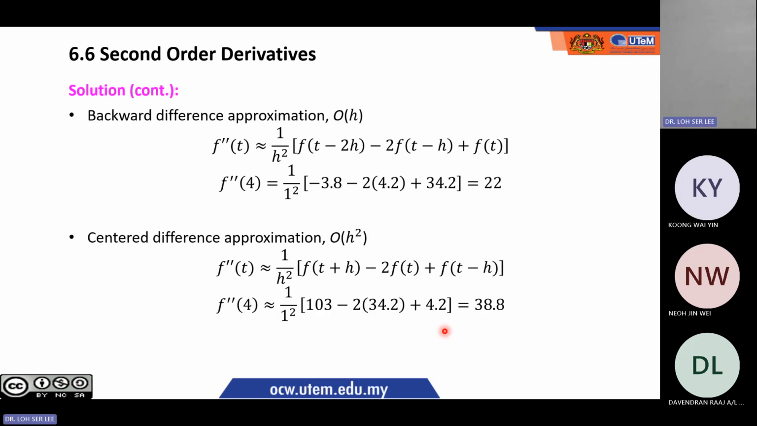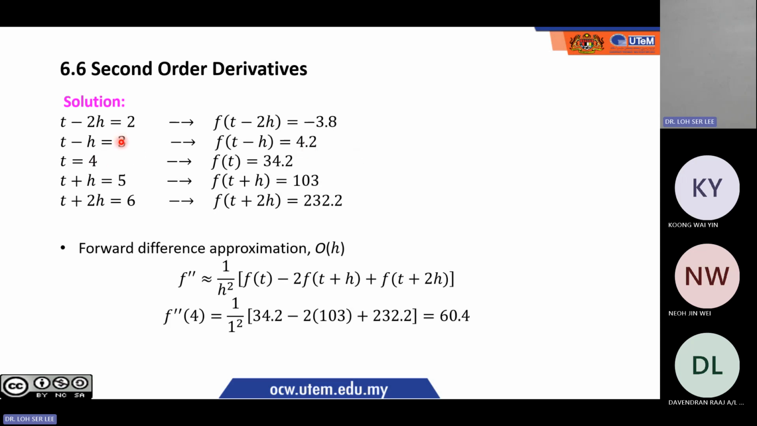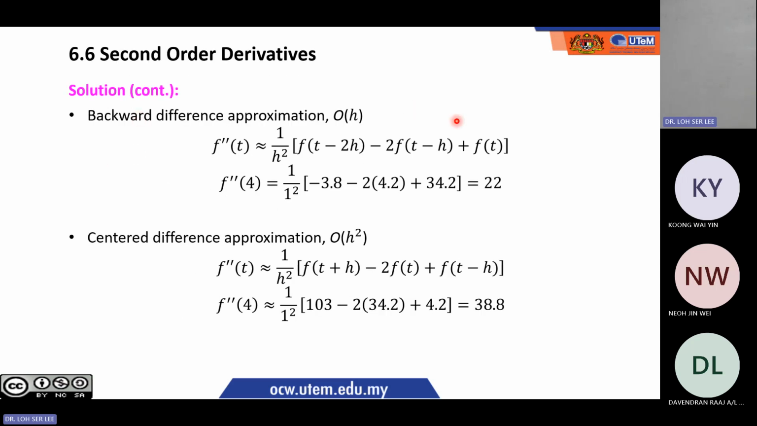Then the backward difference approximation, this is the formula. We have the current and 2 points before. So what we use, 4, 3, 2. This is 4, this is 3, this is 2. You get their corresponding values, put them into the formula, and you get the estimation.